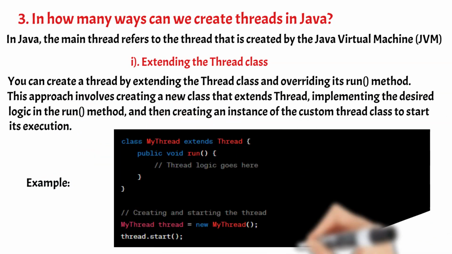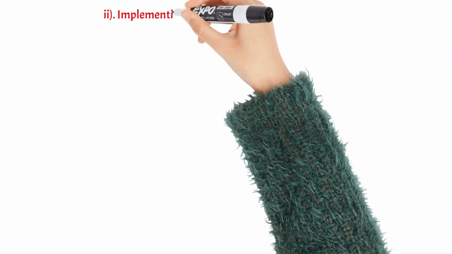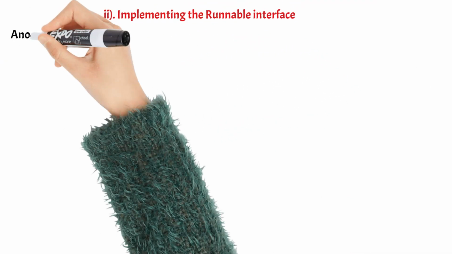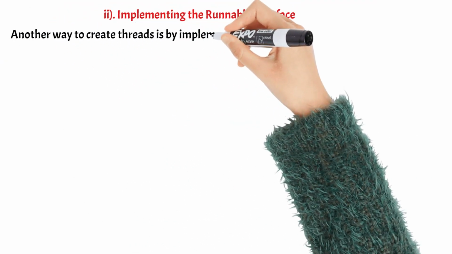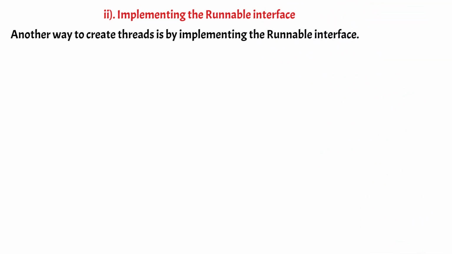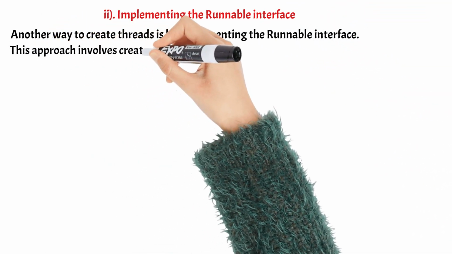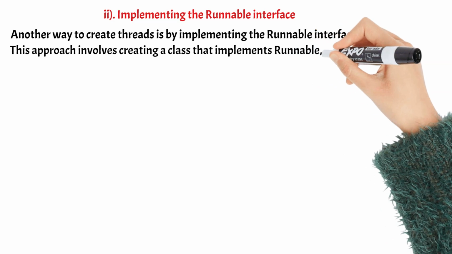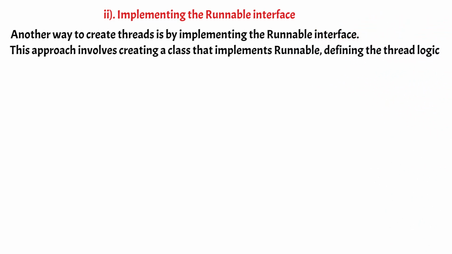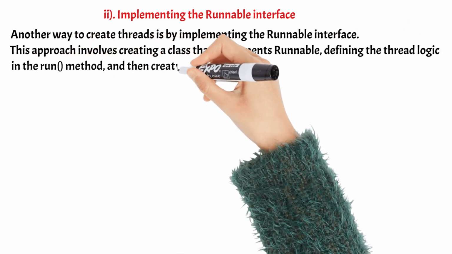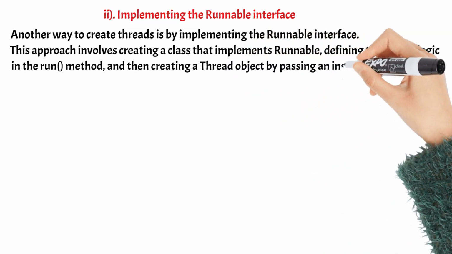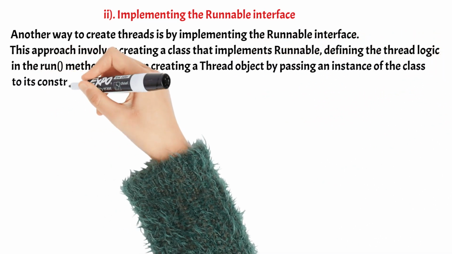Example. 2. Implementing the Runnable interface. Another way to create threads is by implementing the Runnable interface. This approach involves creating a class that implements Runnable, defining the thread logic in the run method, and then creating a thread object by passing an instance of the class to its constructor.